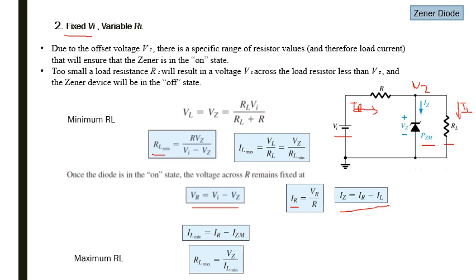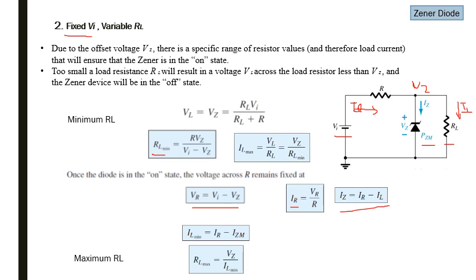So to find the maximum value of RL, if we have RL maximum, we should have IL minimum. We know a larger resistor will allow lesser current. So IL minimum will be equal to IR, which is fixed for the on state of the diode. This is fixed because VR is fixed. So IL minimum is equal to IR minus Ig maximum, and RL maximum can be found with this equation, which is Vg, the voltage that appears across this load resistor, divided by IL minimum, and we find IL minimum through this equation.